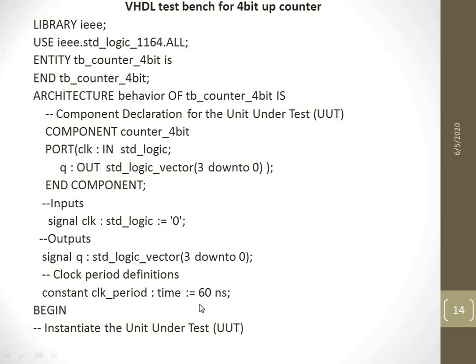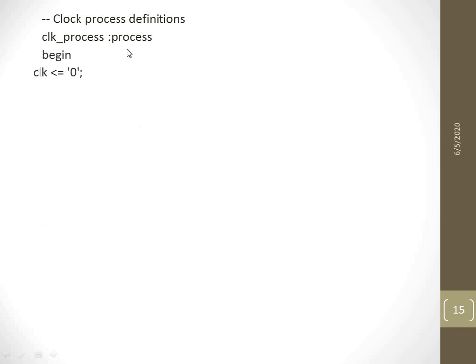Begin, and then we need to port map our component, which is a counter 4-bit. Map the ports. What are the ports I have? I have just a clock and a Q. So they are again mapped, and then we need to define a separate process for a clock, because clock has to be generated internally. With the help of the test bench itself, we are supposed to generate the clock.